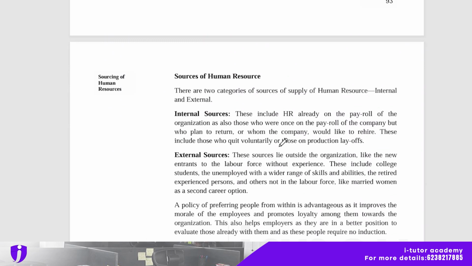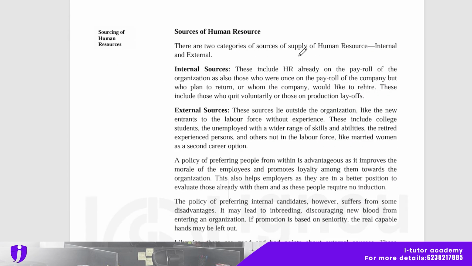Okay, and sources of human resource. There are two categories of sources of supply of human resource, internal and external. So internal resources should include HR already on the payroll of the organization, as also those who were once on the payroll of the company but who plan to return or whom the company would like to rehire. These include those who quit voluntarily or those on production layoffs.